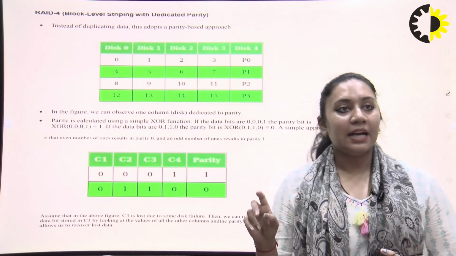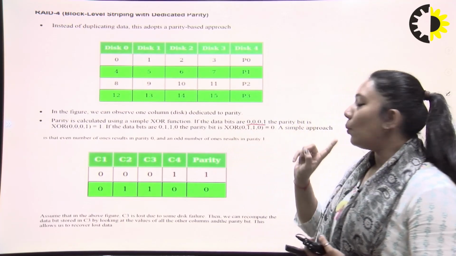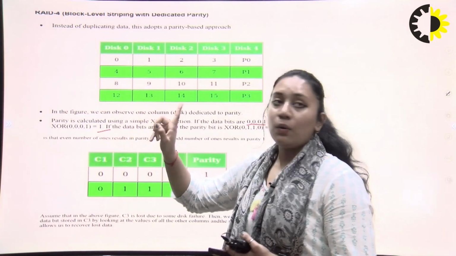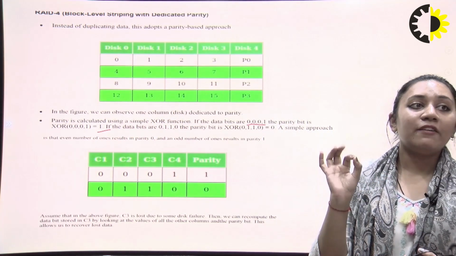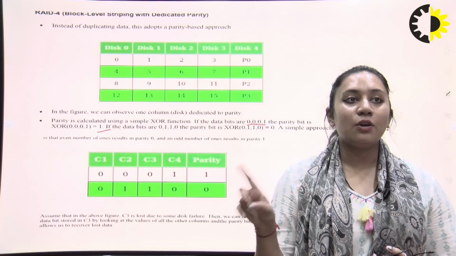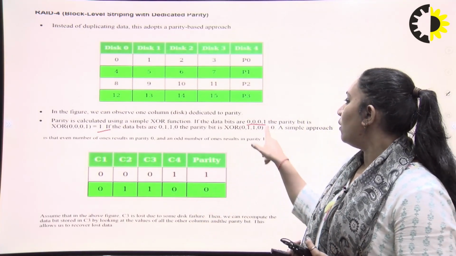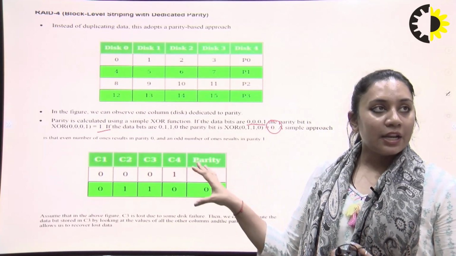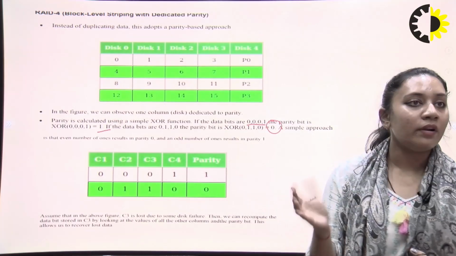So if the data bits are 0001, the parity bit of the XOR is calculated as 1, which gives 0011. So if the data bits are 0110, the parity gives you the value of the XOR. All these parity functions in RAID level 4 are calculated by using the XOR function, right?